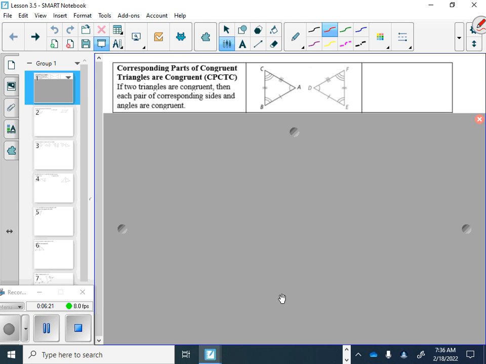Okay? So for example, let's look at our angles. Alright? I have angle A. Okay? Which angle in the other triangle, based on those arcs, is congruent to angle A? D. Okay? Notice they have one arc. Okay? So that means those are congruent to each other. So angle A and angle D are congruent to each other.